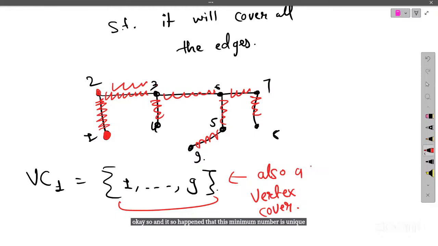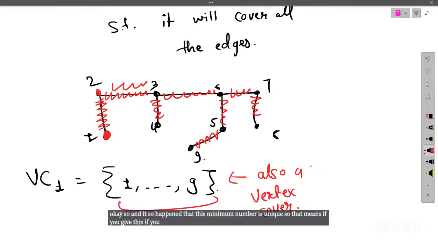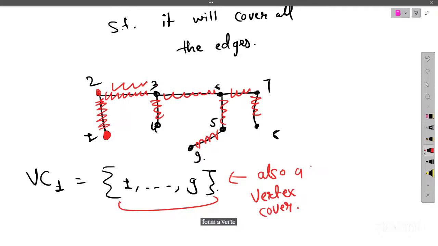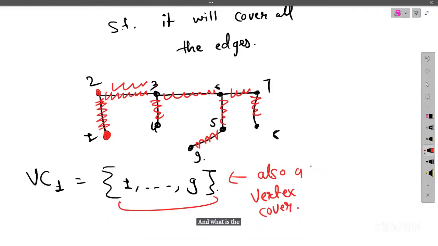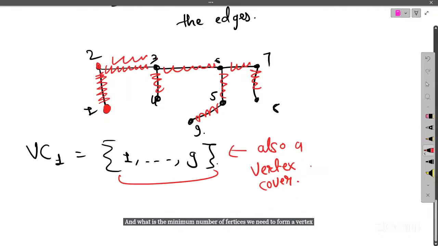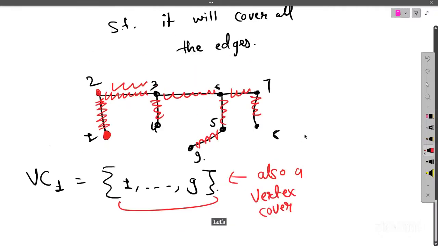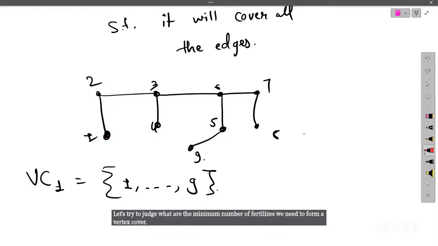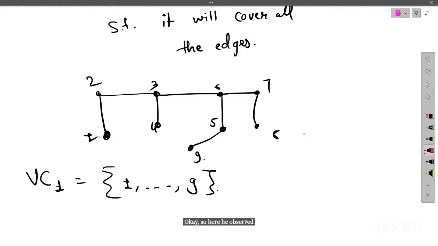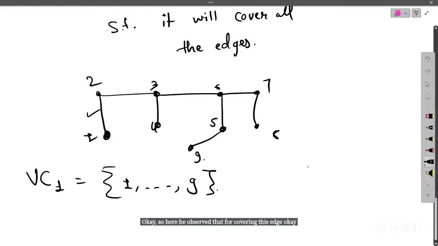So if you give this task to many people and ask them what the minimum number of vertices needed to form a vertex cover is, that number is unique. This is the question we want to answer. Let's try to judge the minimum number of vertices we need to form a vertex cover. Observe that for covering this edge, I need to consider either vertex number 1 or vertex number 2.